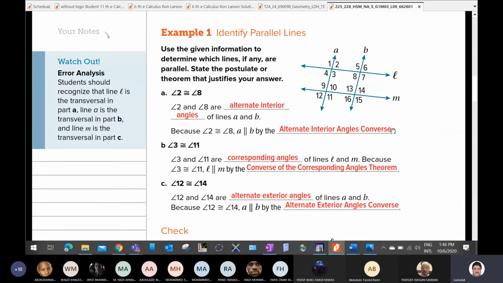I wrote it here for you in two ways. Alternate interior angles converse. Or you can start with converse of. I think this is grammar. If you put the word converse, you have to put after it "of." Okay?